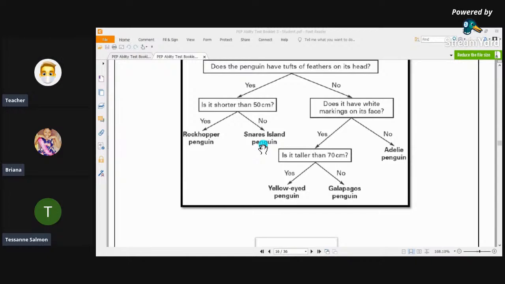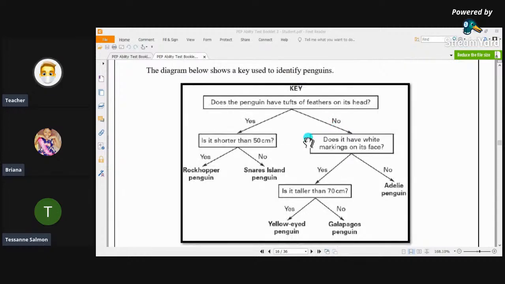I would say it is a rockhopper penguin. Interesting. Let's go with this. But the rock hopper penguin does not have markings on its face. So we can't put him over that side then. You see that? So it can't be over this side. It can't be either the rock hopper or the Snares Island penguin.